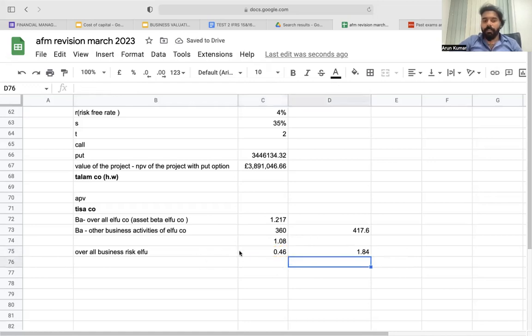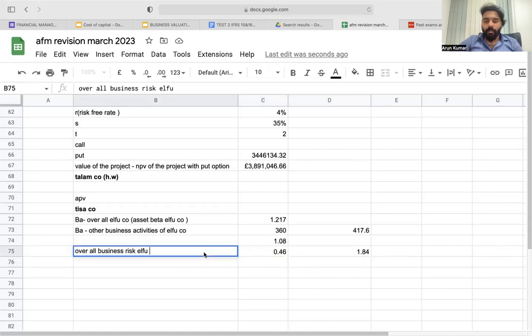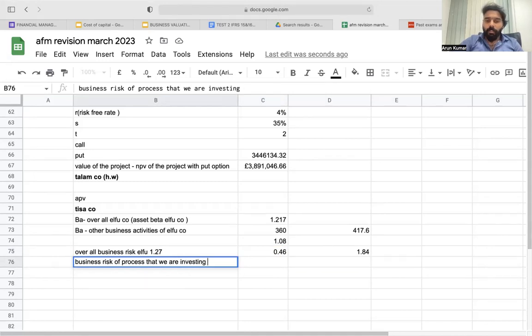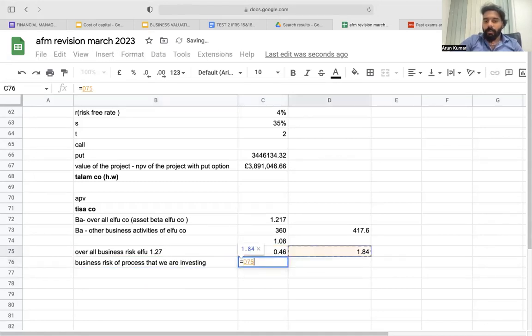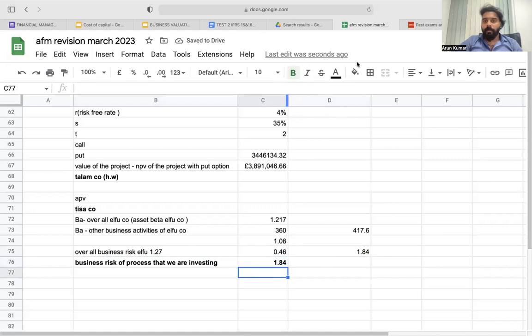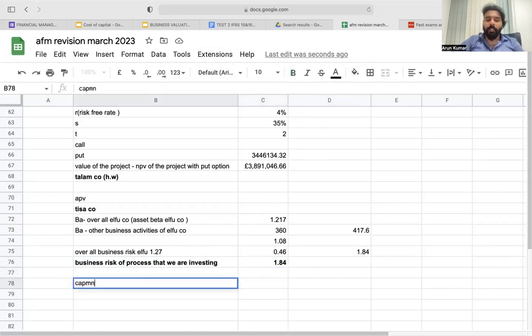So the overall business risk was 1.27. From that, now we have got the business risk of the project that we are investing in. How much is it? 1.84. Is it clear, everyone? Can you reply in the chat? All of you, is it clear? So now this 1.84 will be used to calculate the new equity beta.